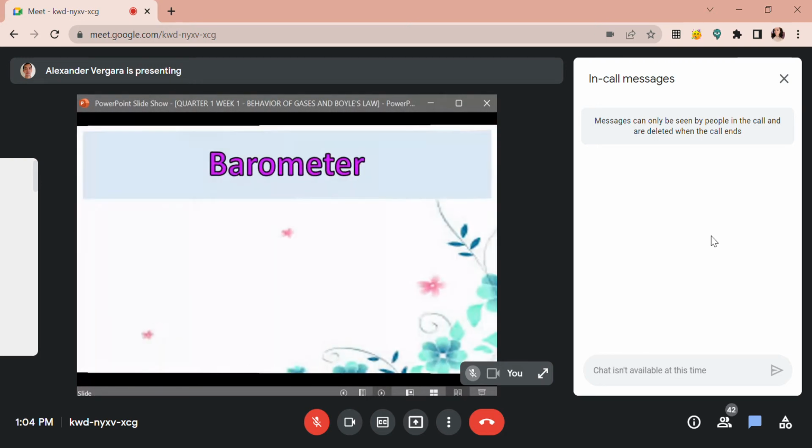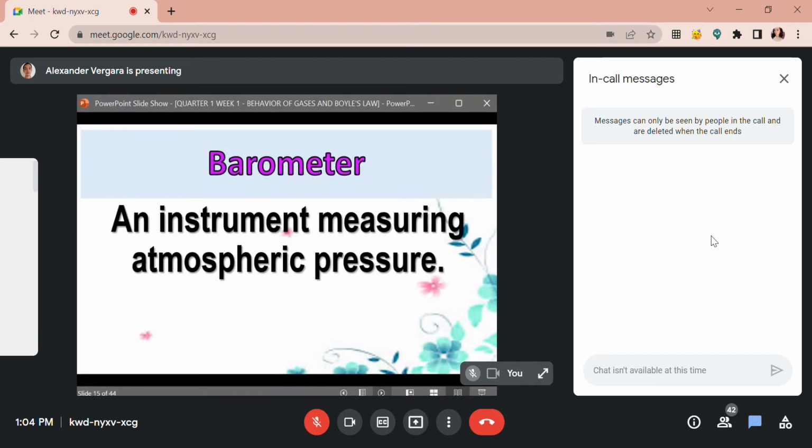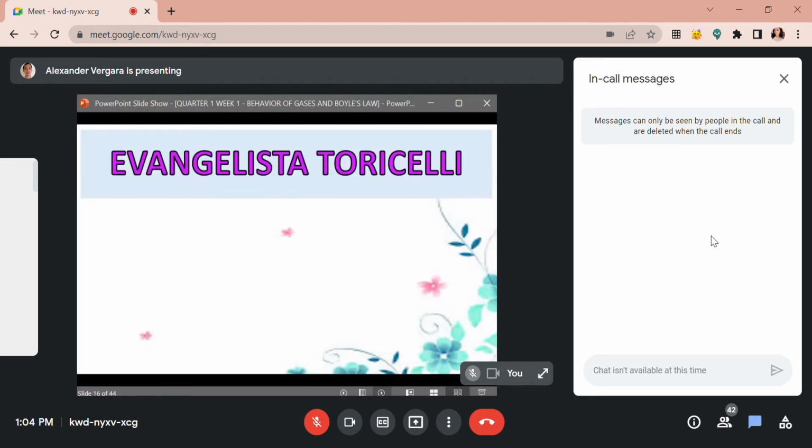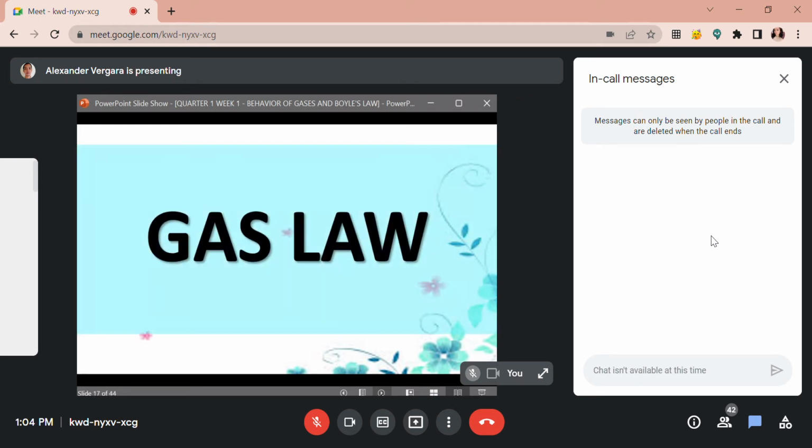Let's proceed. A barometer is an instrument for measuring atmospheric pressure, and the one who invented it is Evangelista Torricelli. So let's talk about the gas laws. The first gas law that we will talk about is Boyle's law.